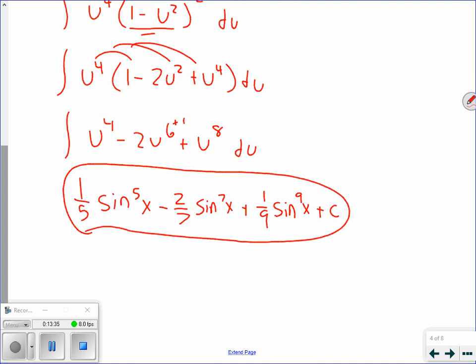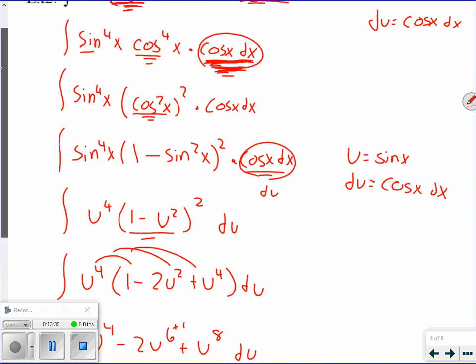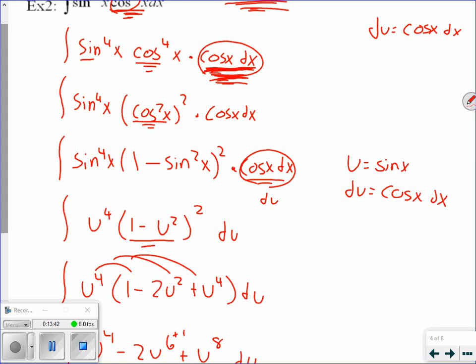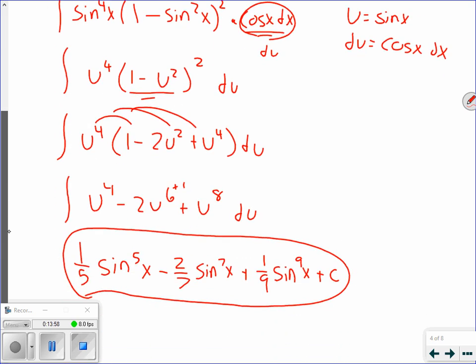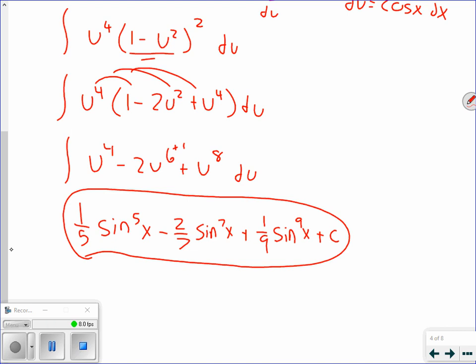All right, there you go. So there's your pattern. If it is an odd sine or cosine, pull one of them out to be your du, and you're going to manipulate the rest of that to be the other trig function. So if I brought cosine out, I want to get everything else in terms of sine. That way I can do my u substitution. Okay, good.